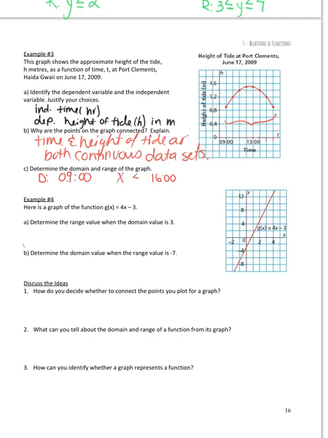It can be less than or equal to 1600 hours, and therefore it can be greater than or equal to 9 hours. So again, I've just looked at my right side of the inequality and used that and copied the sign here. For our range is our y values.